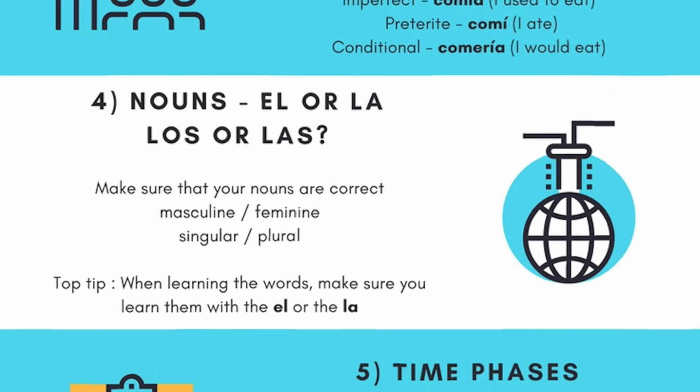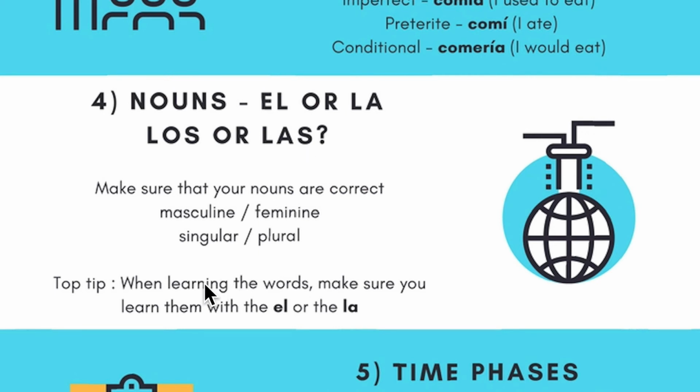Point number 4, nouns. El o la, los o las. So you need to make sure your nouns are correct, whether they're masculine singular, el, or feminine singular, la, or masculine plural, los, or feminine plural, las. So make sure, as far as you can, that you've got el and la and los or las. If you're aiming at those top grades, these are really important.